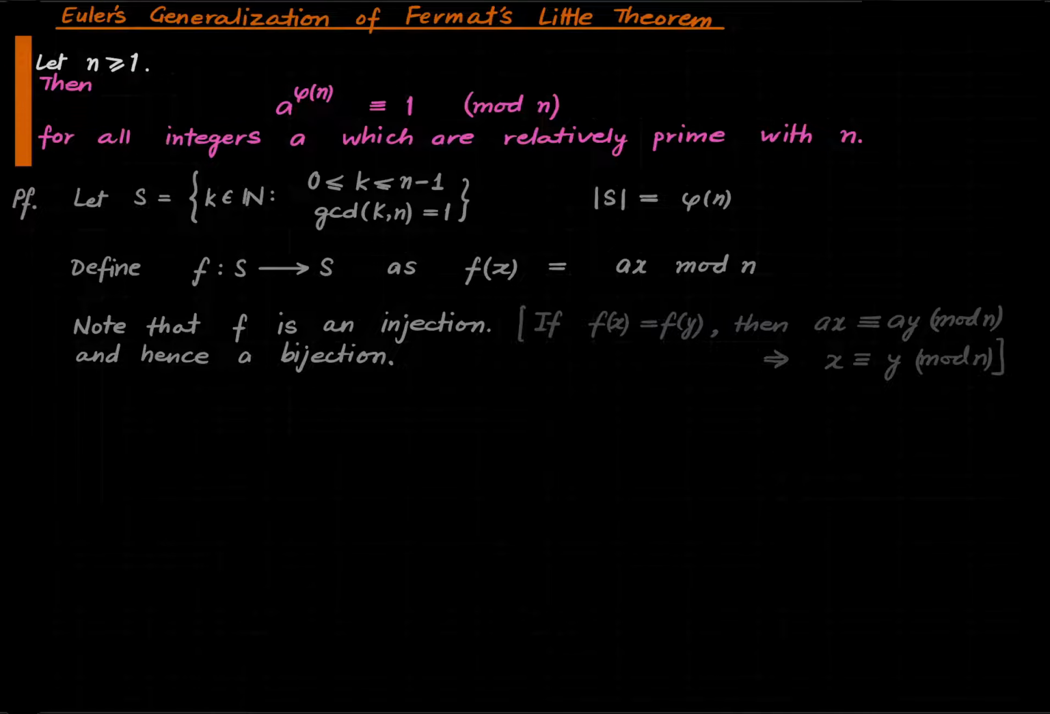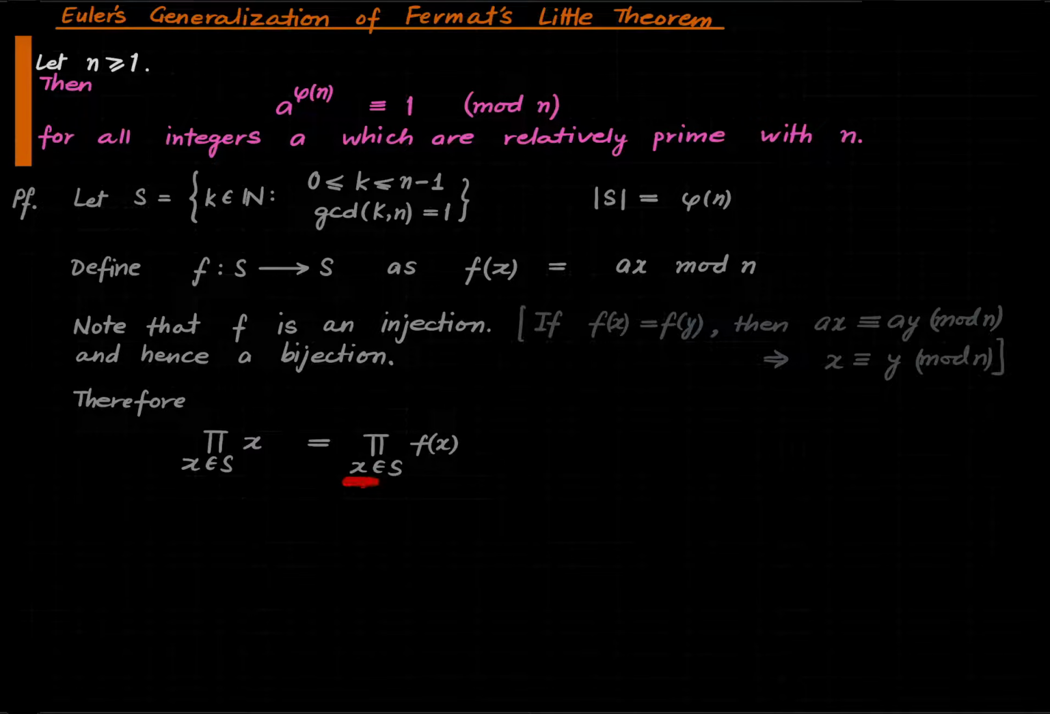Right, it is an injection, but it is from the same finite set to itself, and hence a bijection. And therefore the product of all the things in S is the same as the product of their images under f, simply because as you vary over S, all you are getting are elements of S just in some permuted order. This is pointwise, not just modulo n true, this is true as numbers. This natural number is equal to that natural number, and hence this is also true modulo n.